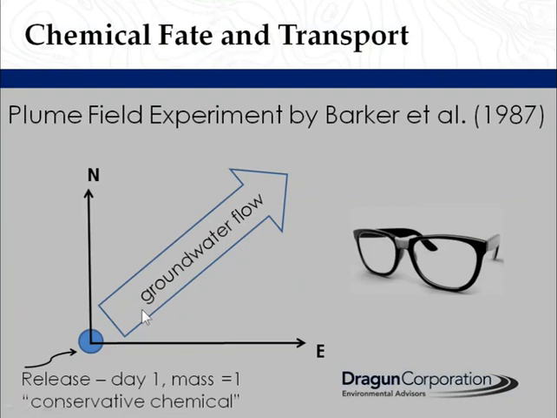Talk about the plume experiment that Jim Barker and his associates did in 1987, where they released a known amount of a chemical at a starting point and watched it migrate in the groundwater flow. So I'm just assuming north and east here. The release at the first day, and we're assuming the mass is 1. All the mass is at the release point, and we're going to assume it's a conservative chemical. And what that means is the concentration only changes by mixing with a water which has a different concentration.